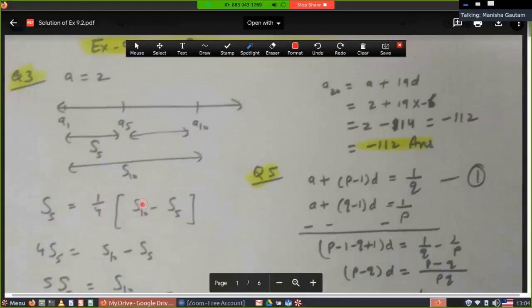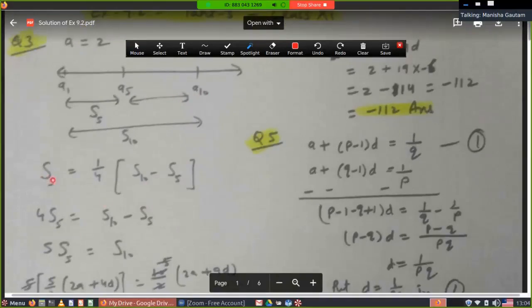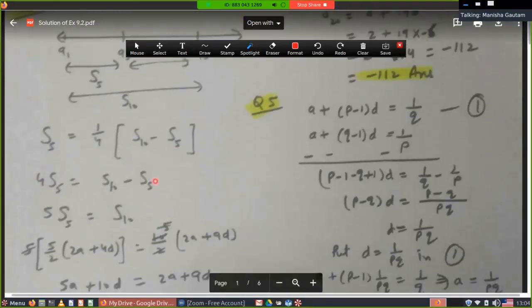Now you can solve it. S5 is equal to 1/4 of (S10 minus S5). Take this 4 to the left hand side. It becomes 4 times S5 is equal to S10 minus S5. Now you can simplify it. Transpose this S5 to the left hand side. It becomes 5 times S5 is equal to S10.